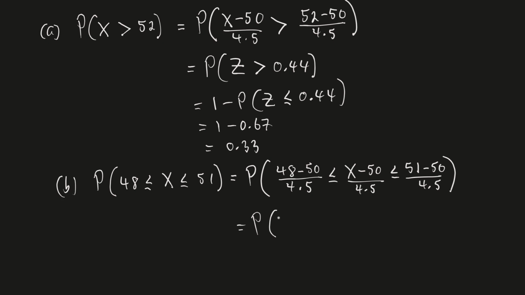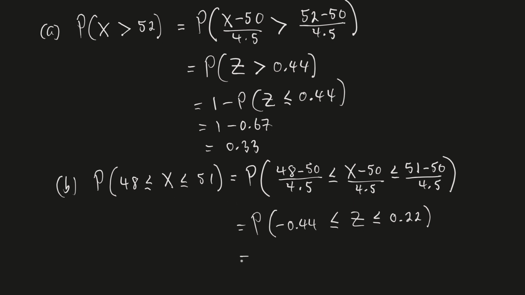48 minus 50, so that's negative 2 divided by 4.5, so now it's going to be negative 0.44. And then we've standardized the normal random variable, so it becomes z. And then this will be 1 over 4.5, so that should be 0.22222. So when we round it to 2 decimal places, we end up with 0.22, right?